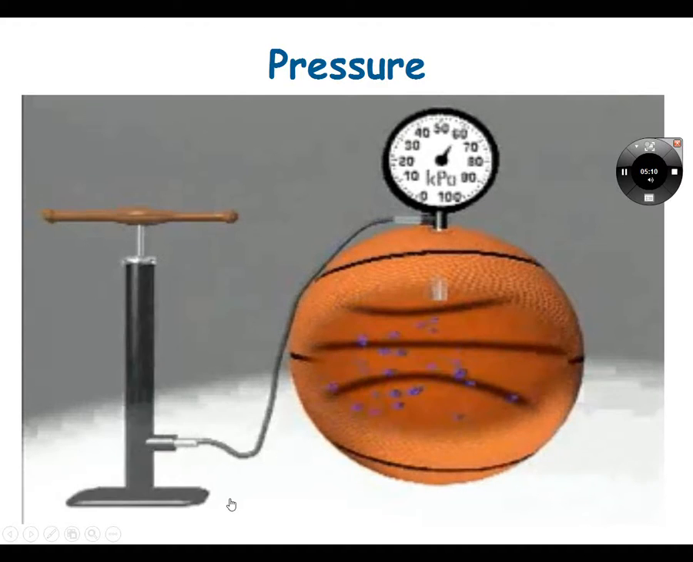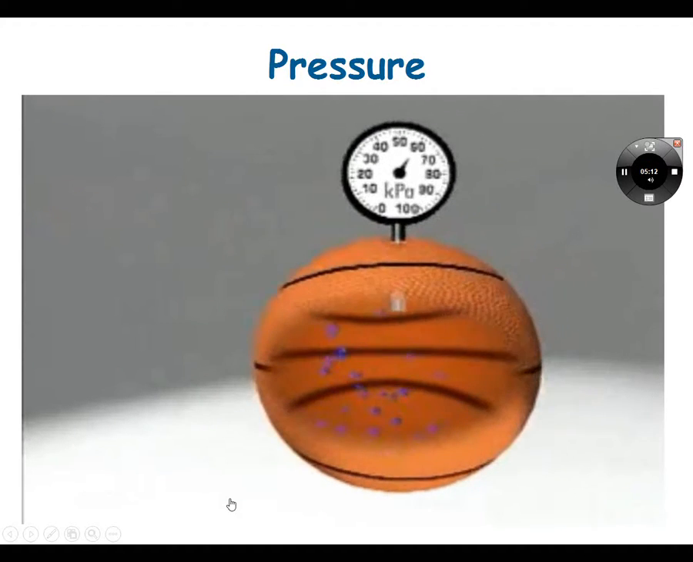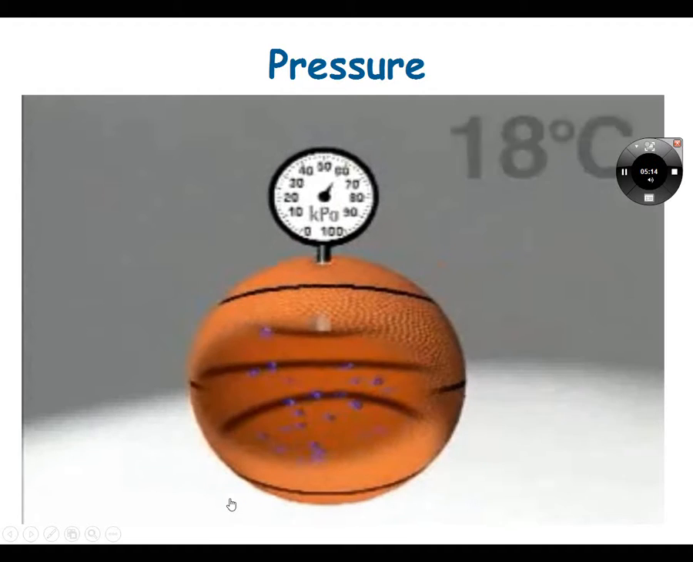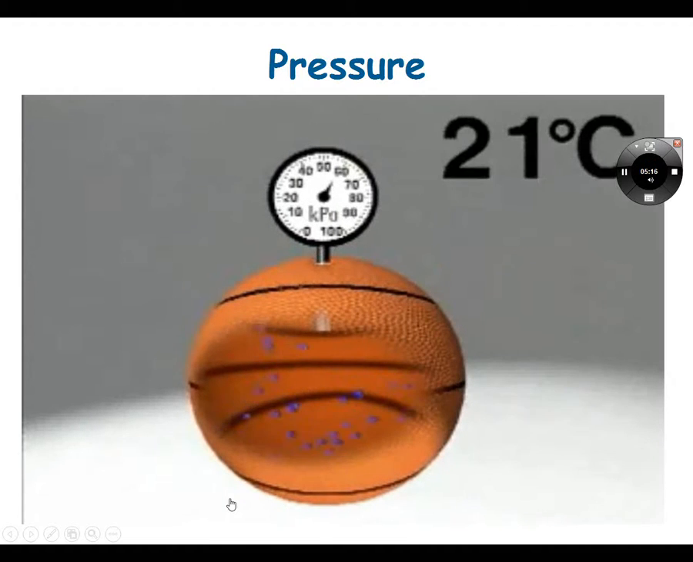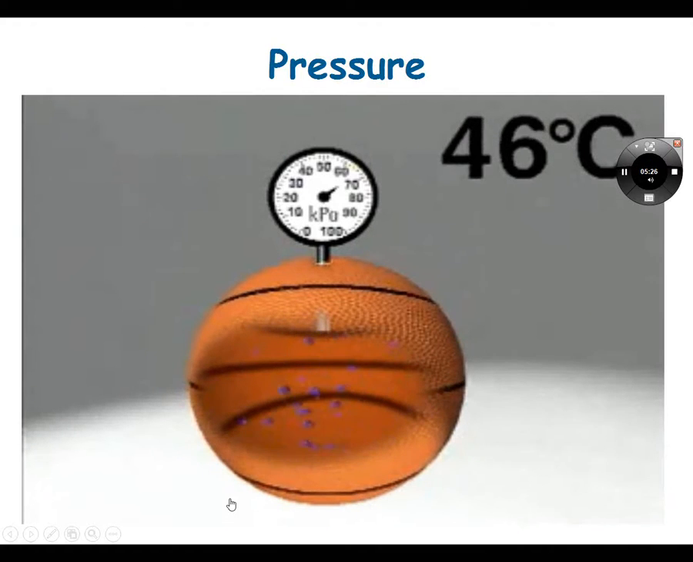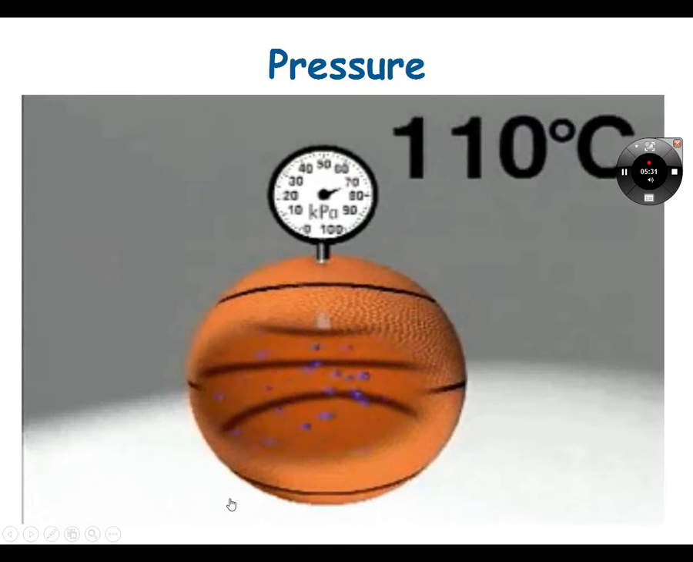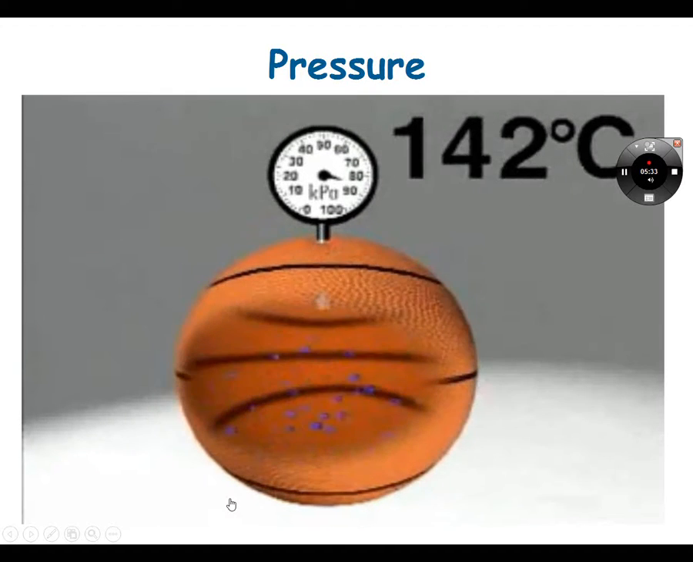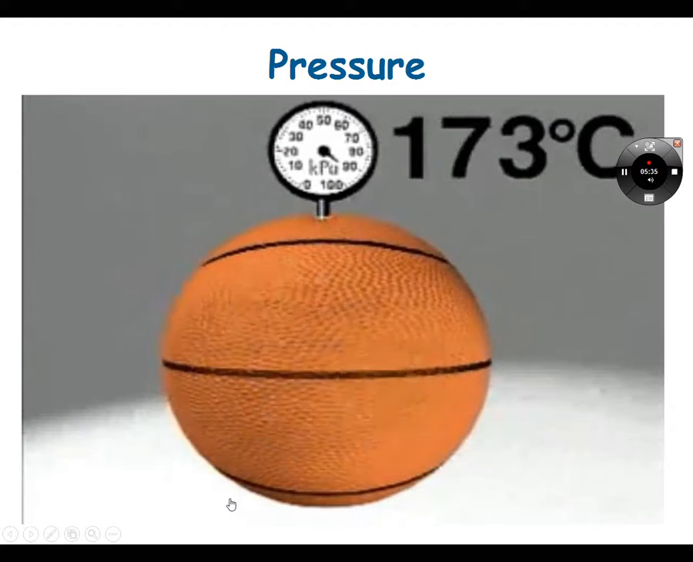You can also alter gas pressure by changing the gas temperature. Warming up the basketball causes the gas particles to move faster. The faster moving particles collide more frequently with the wall of the basketball, causing a rise in pressure. As the gas pressure increases, so does the volume of the ball, until eventually the ball explodes.